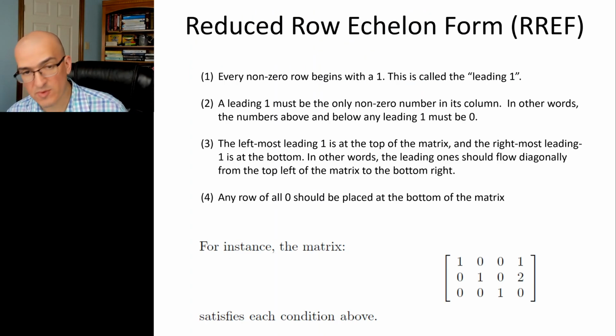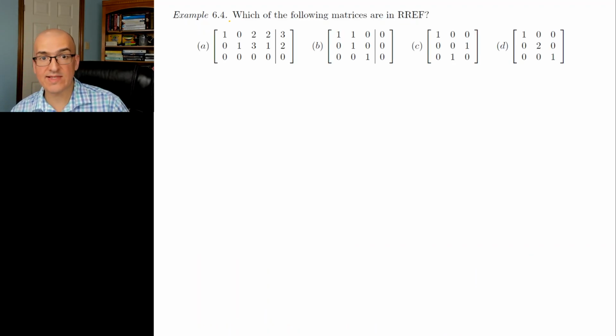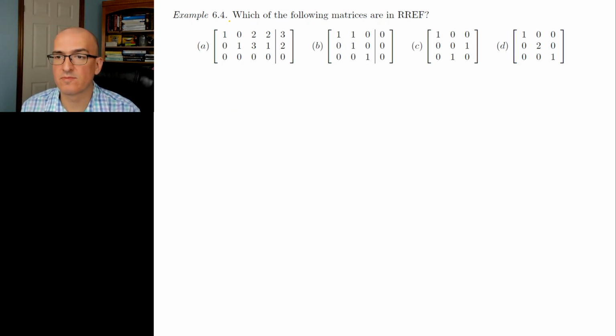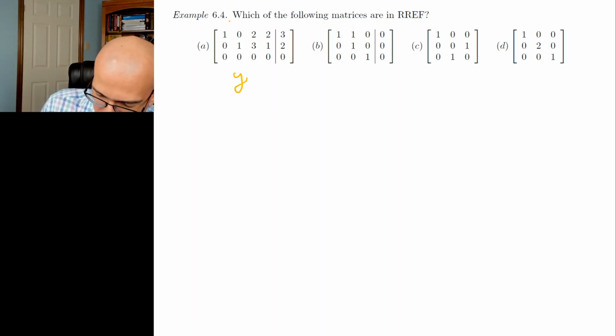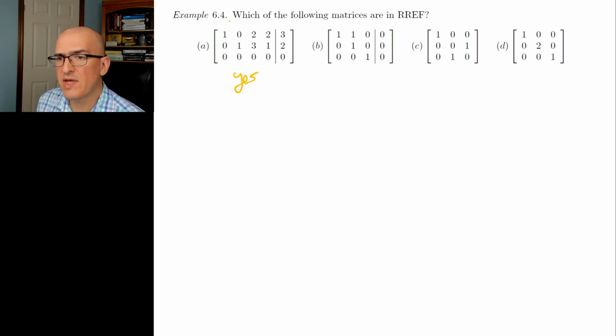Every non-zero row begins with a 1. Every so-called leading one has only zeros above and below it. The leftmost leading one is at the top, and then they descend in a staircase pattern going to the bottom right as we go down to the next leading ones, and rows of zeros have to be at the bottom. And that's it. That's the criteria. So it doesn't have to be perfect. It just has to meet that criteria. Next one, part B. So I'll put a yes here. All criteria are met. How about B?